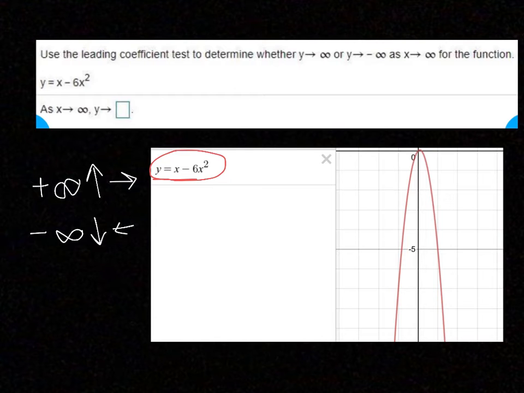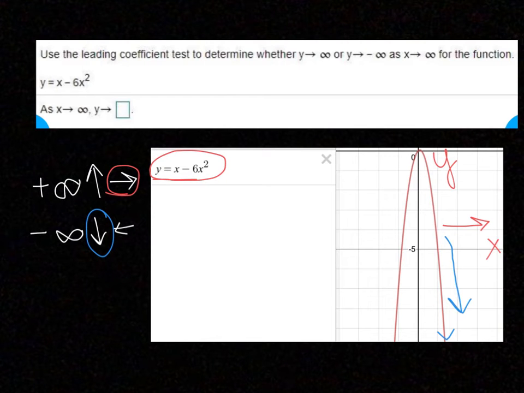So when it asks me what's happening as x tends to positive infinity, it's asking what happens when x goes to the right. I know it's right because x is my left and right. Remember, this is my x-axis and this is my y-axis. So as x goes to the right, what happens to my y value? What happens to my graph? Well, as x goes to the right, my graph goes down. It's like there's an arrow here. So since it's going down, that means I'm looking here at negative infinity as my answer.